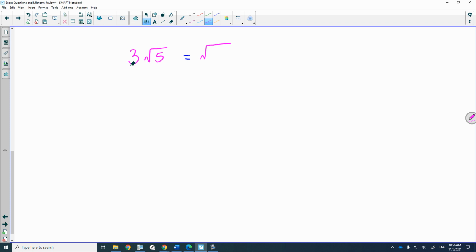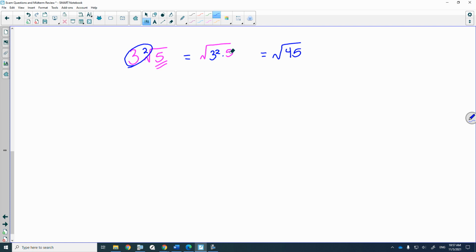You say, how did they get that 3 out there? Well, there's an invisible 2 here. This is what you would put underneath your radical sign. And then a 5 is already there. What you would type into your calculator, you would not enter the radical sign because I don't need that. I just want to know what the number is under here. What's the radicand? So it's 3 to the power of 2 times 5. If you did that on your calculator, you would get 45.